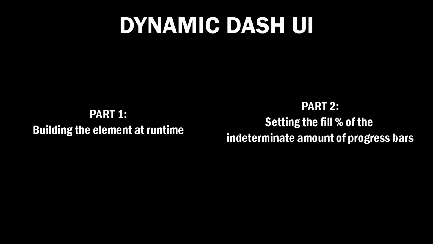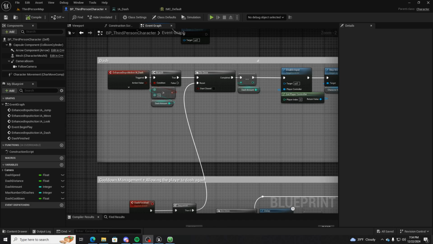So our Dash UI has two parts. The first part is building the element at runtime. So based on how many dashes the player has and its cooldowns, etc., all of that is taken into account and we build the element out at runtime. The second part is setting the fill percent of the indeterminate amount of progress bars, because the amount of progress bars can be anywhere between 1 to 11. We have to have a function that can accurately update the progress bars no matter what the amount of progress bars are. Alright, to start off with, let's do a little bit of housekeeping.